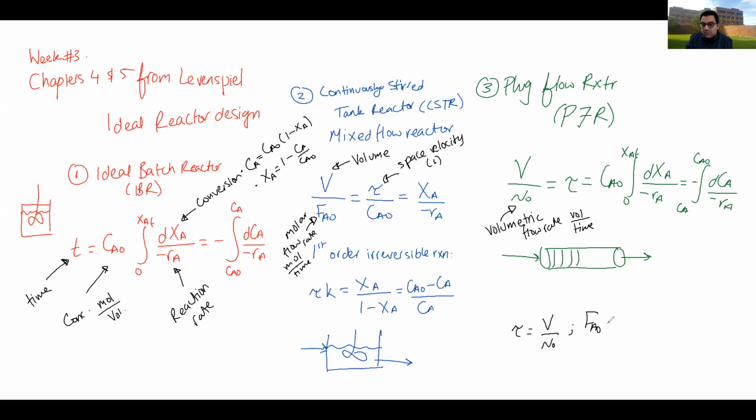Fa naught is equal to Ca naught V naught, right? So this is mole per time. This is mole per volume. This is volume per time. This is also a very useful equation for you. It gives you some flexibility depending on the given to arrange things and then do some math.